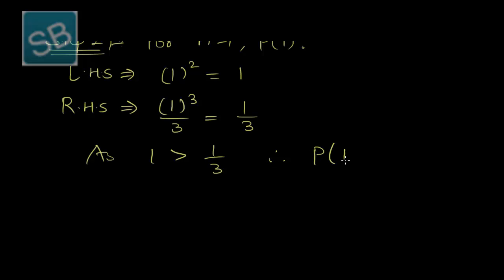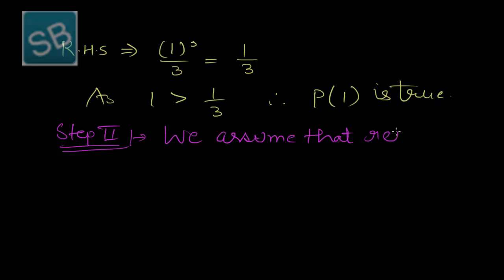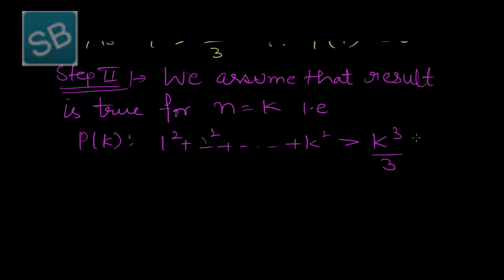Therefore, P of 1 is true. So the result is true for n is equal to 1. The first step is fulfilled. Now the step 2. In step 2, we assume that the result is true for n is equal to k, that is P of k: 1 square 2 square up to k square is greater than k cube over 3, that is P of k is true, that is the statement is true for n is equal to k.